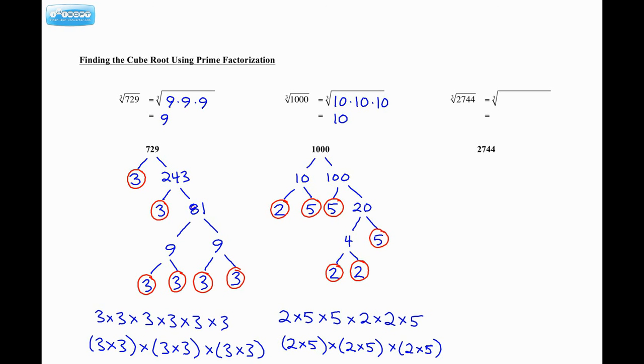Lastly, the cube root of 2,744. Let's start breaking it down. I know it's divisible by 2, but I'm going to take off a little bit more because the last 2 digits, 4, 4, those are divisible by 4. So I can pull off a 4, which gives me 686. Therefore, this is 2 times 2. So that part is done. Well, I know this is divisible by 2, which gives me 343.